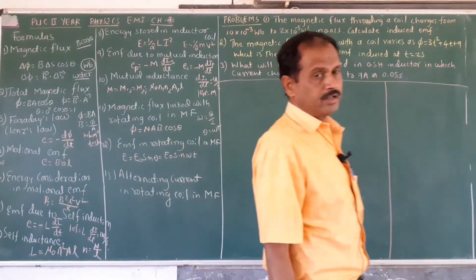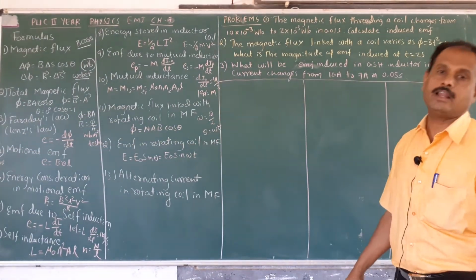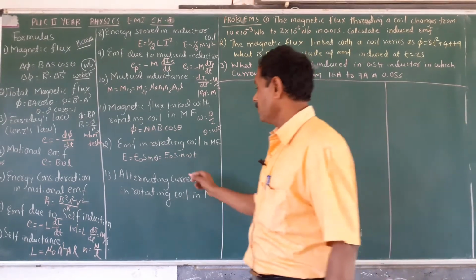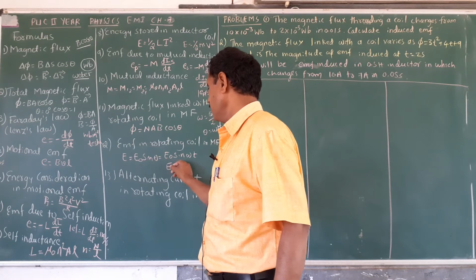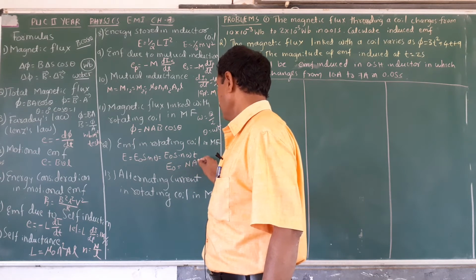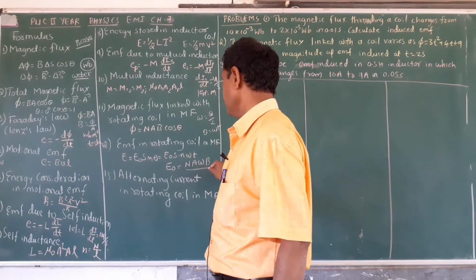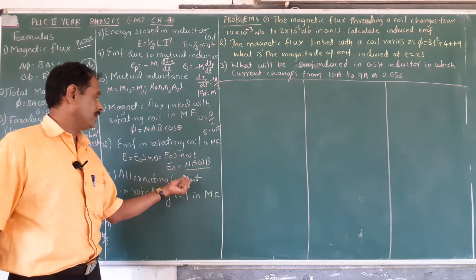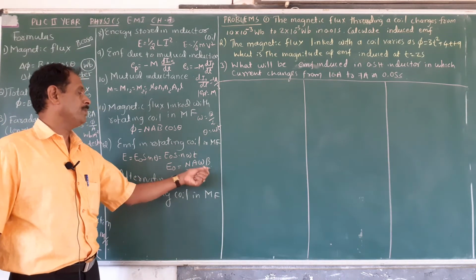Theta is equal to omega t. Theta is the angle, said to be omega t. What is E naught? E naught is the peak value of the EMF. The peak value of the EMF is N A omega B. You have to take the peak value of the EMF as N A omega B.